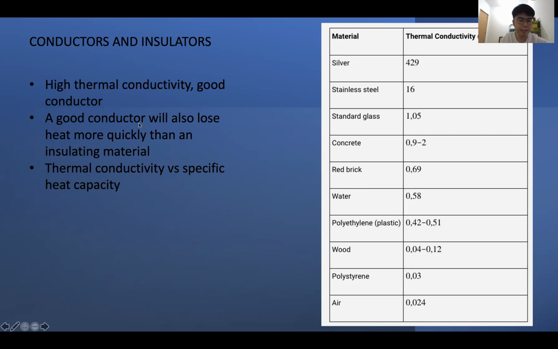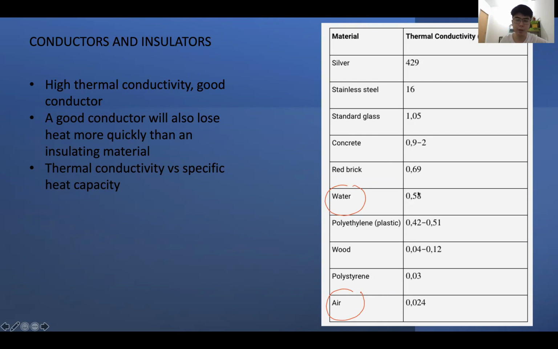Now a good conductor not only allows heat to transfer easily, it also loses heat more quickly. So it absorbs heat quickly and loses heat more quickly. Here you have the thermal conductivity of a few materials. Look at water and air. They are way down here, water, and then we have air here. Air is the lowest one, meaning that it is a very good insulator.